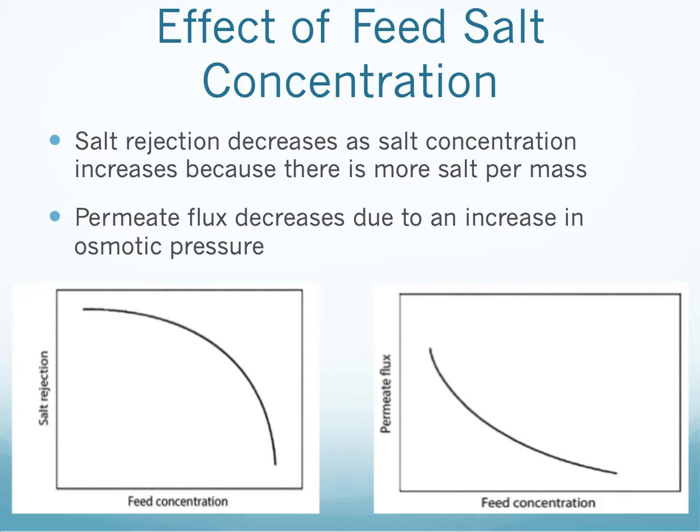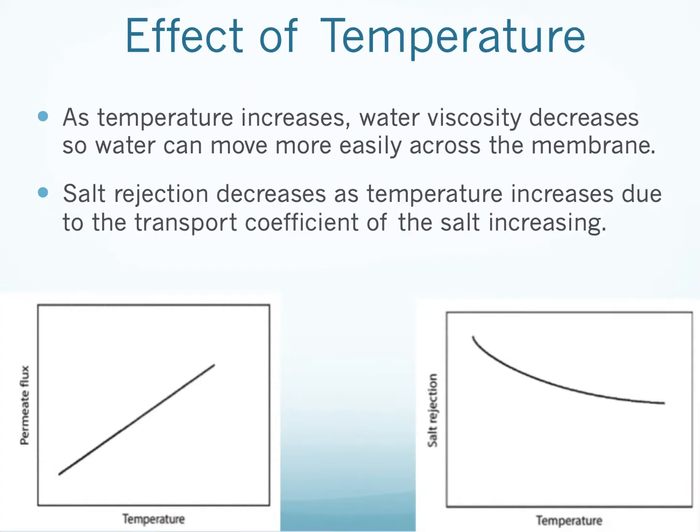And for permeate flux, it decreases also with an increase in feed concentration due to how there is more salt passing through, which means less water will be able to transport. Here the effective temperature is seen, and as temperature increases, permeate flux does as well, due to a decrease in water viscosity, so they can move more easily across the membrane.